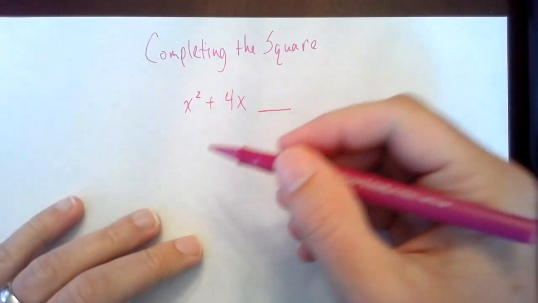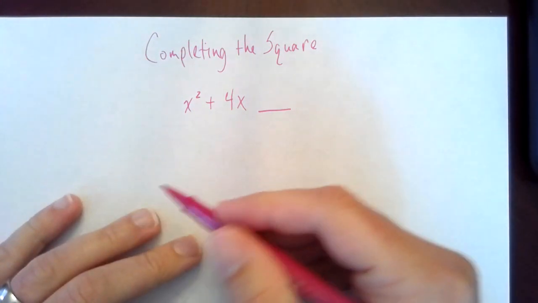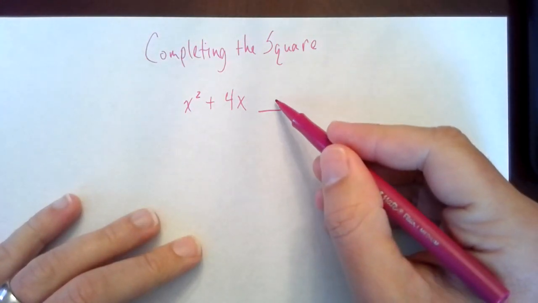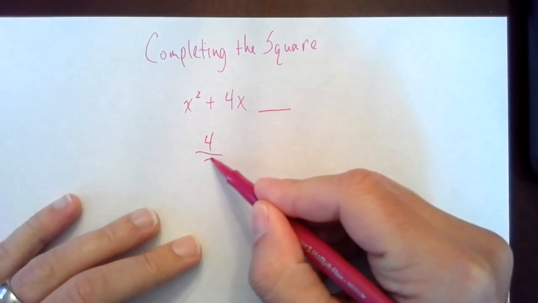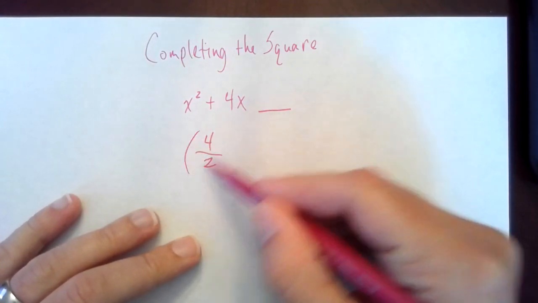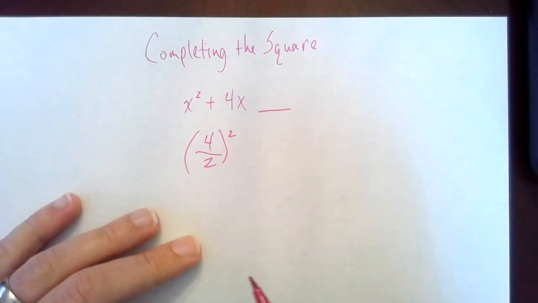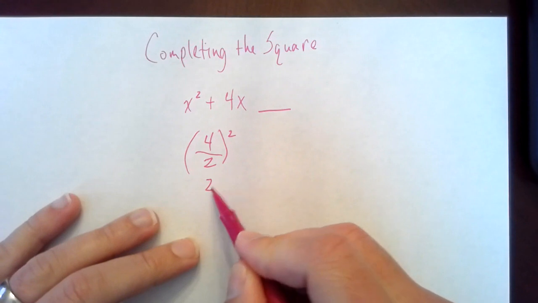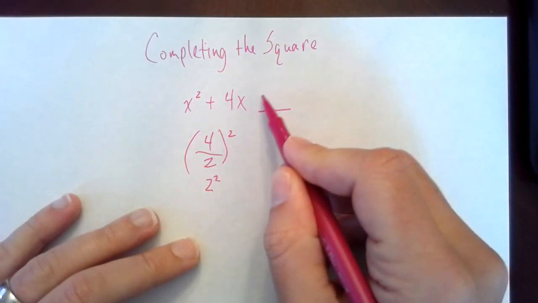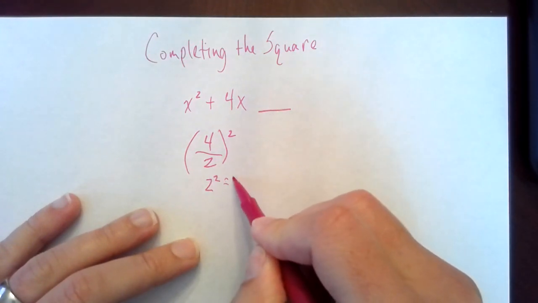So to make it into a perfect square trinomial, the true thing about all perfect square trinomials is that this value, the c value, is always half of b squared. So I'm going to take my b value, cut it in half, and get 2, and then square it, and I get 4.